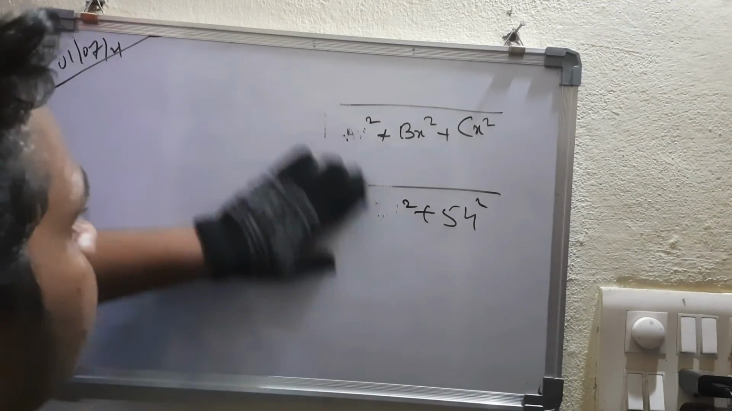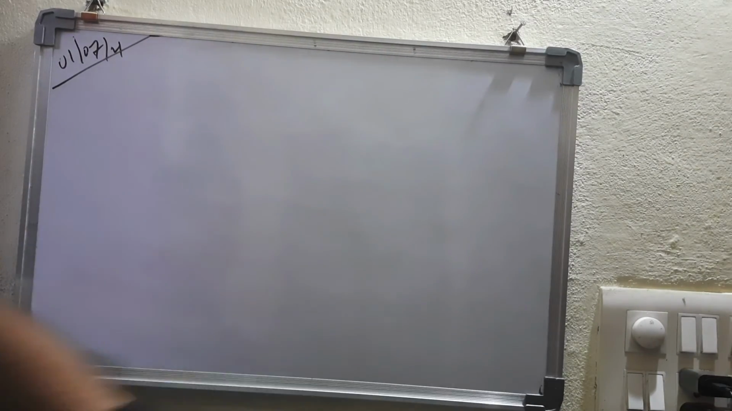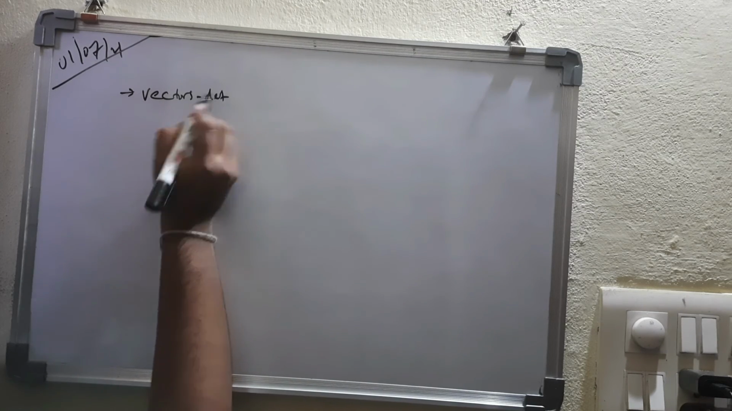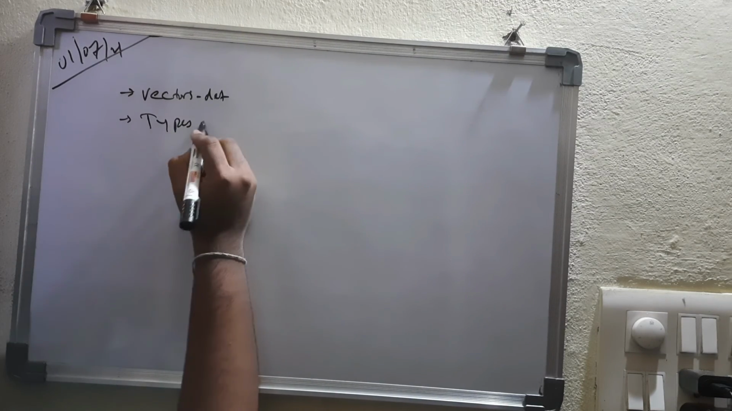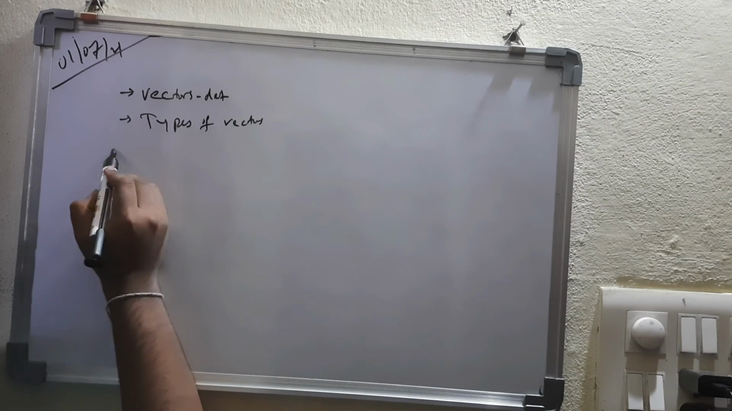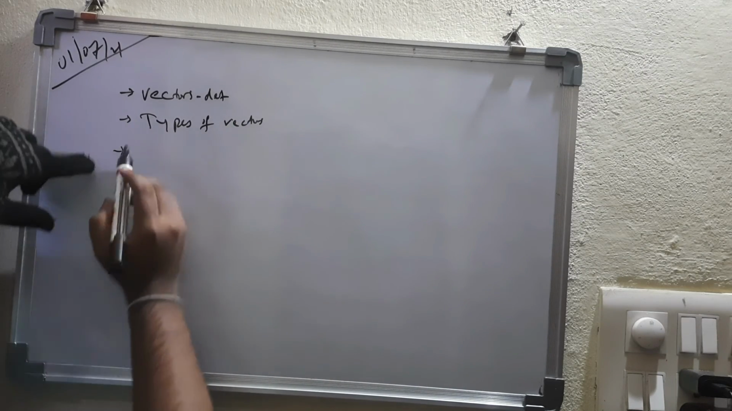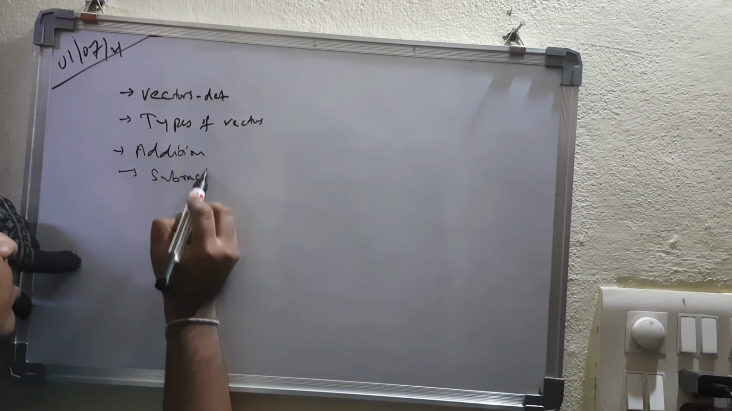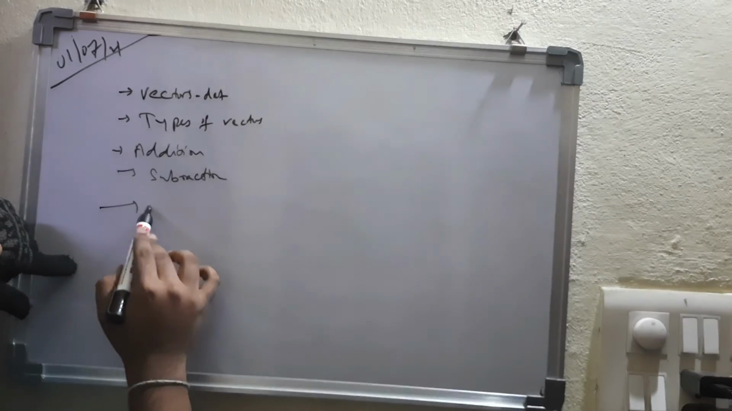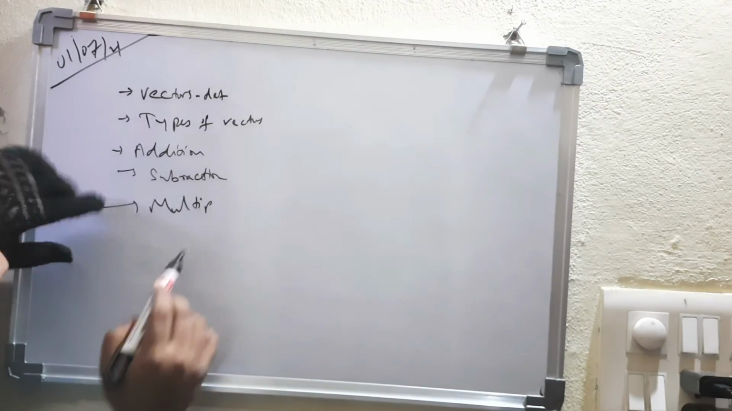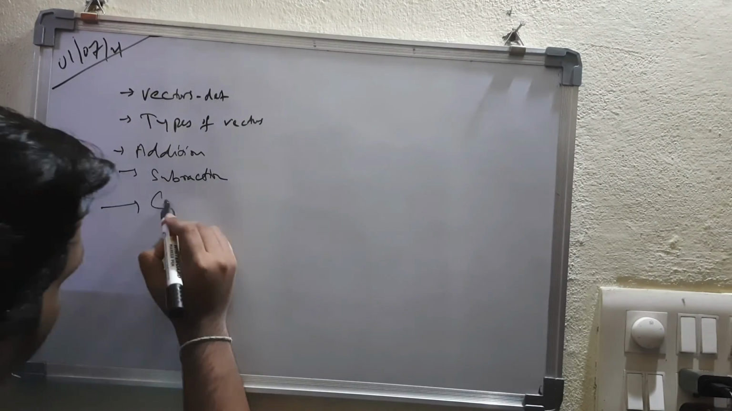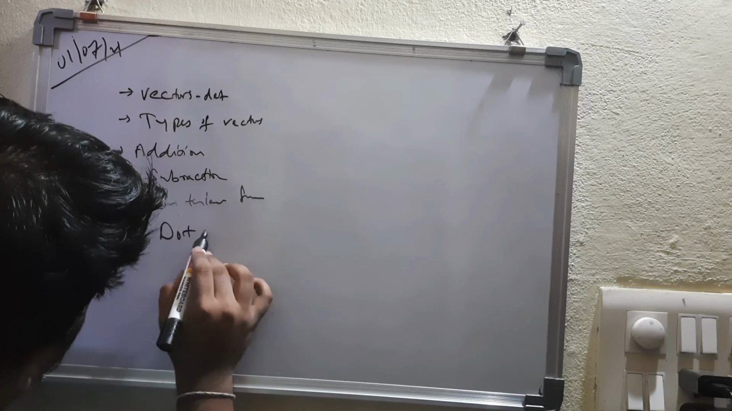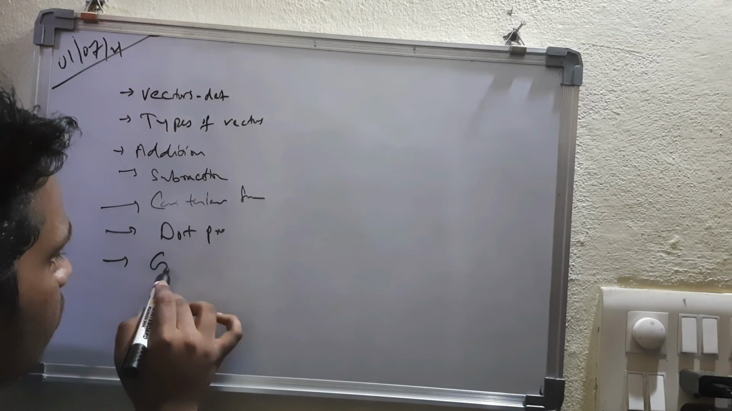That's it for today. Completed what we have done today: vectors, definition, types of vectors, addition of vectors, subtraction, multiplication, Cartesian form, dot product, cross product.